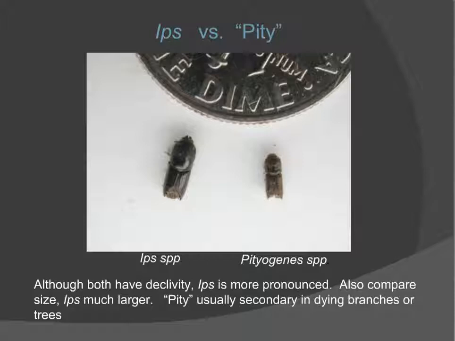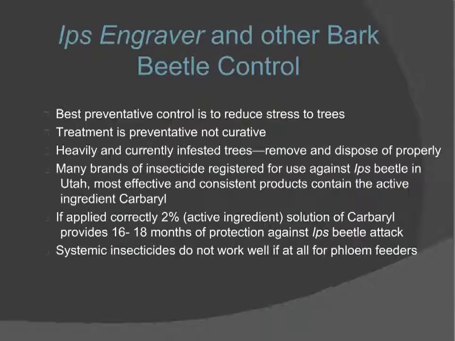Ips versus Pityophthorus. Now, we have seen a little bit of Pityophthorus, Pityokteines. There are several different species of pityophthorus. It's about half the size of the Ips, and it is usually secondary and only in dying branches of trees.